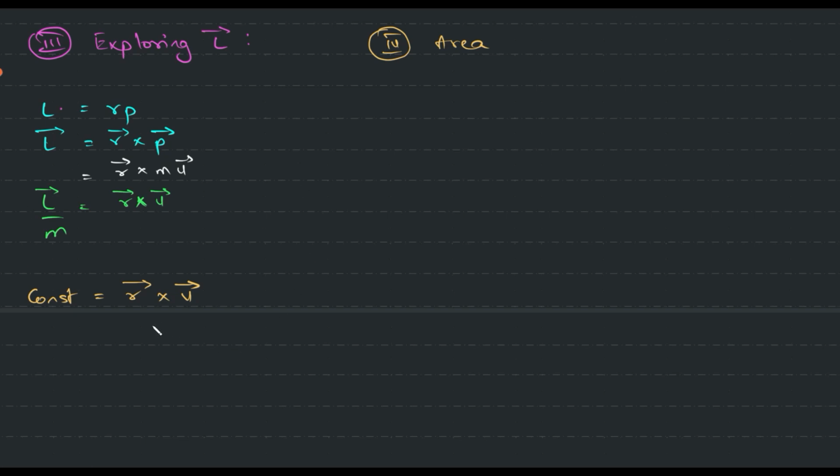So at the end of it, just with the fact that torque is 0 on the planet, we ended up with this expression. Now we have to somehow relate this to area. How will I do that?